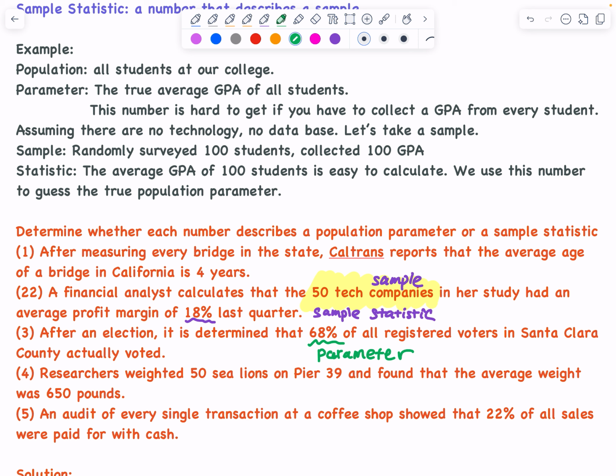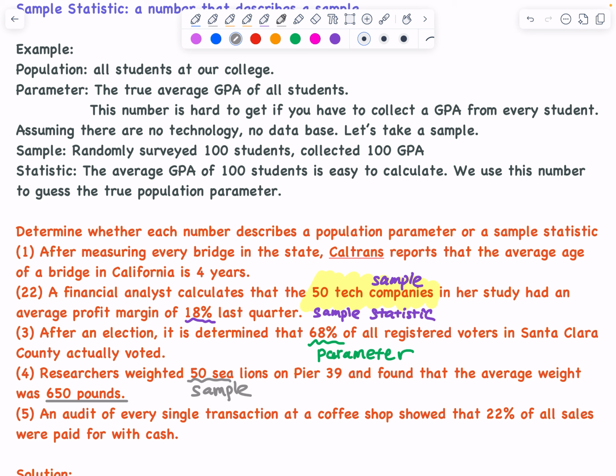And then number 4: researchers weighed 50 sea lions on Pier 39 and found that the average weight was 650 pounds. That must be a sample, because if a sea lion went into the water, then you cannot measure the weight. You are not going to jump into the water to catch the sea lion. So this is a sample, and the 650 pounds describes a sample, so it must be a sample statistic.